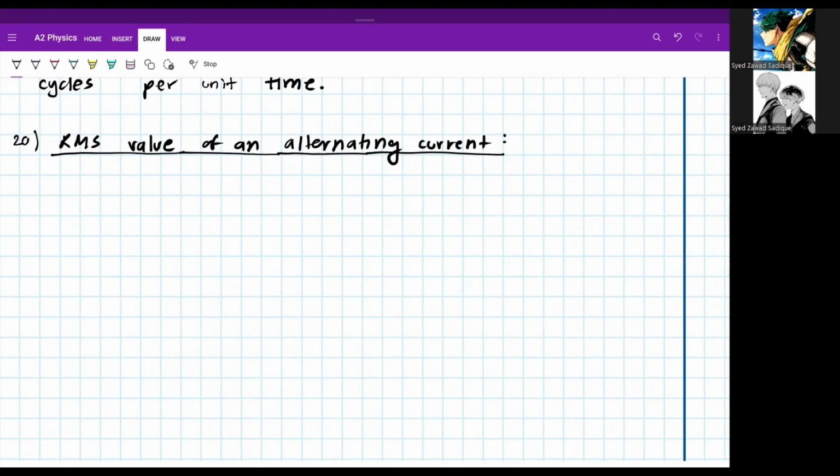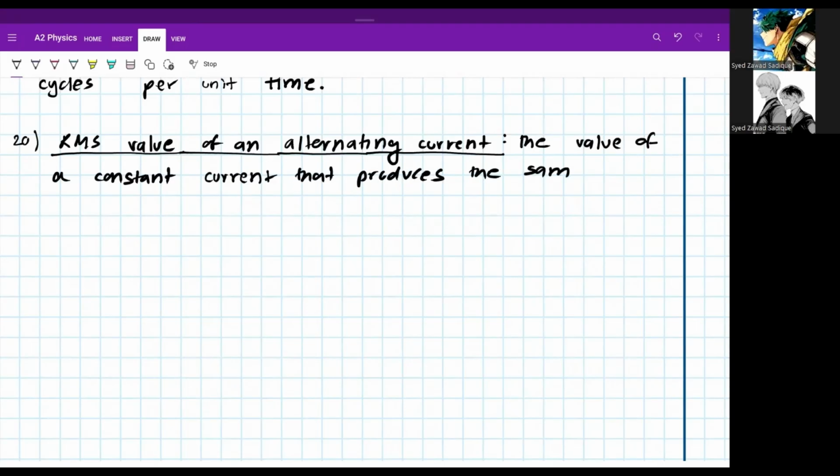So this is the value of a constant current that produces the same power in a resistor as the alternating voltage.